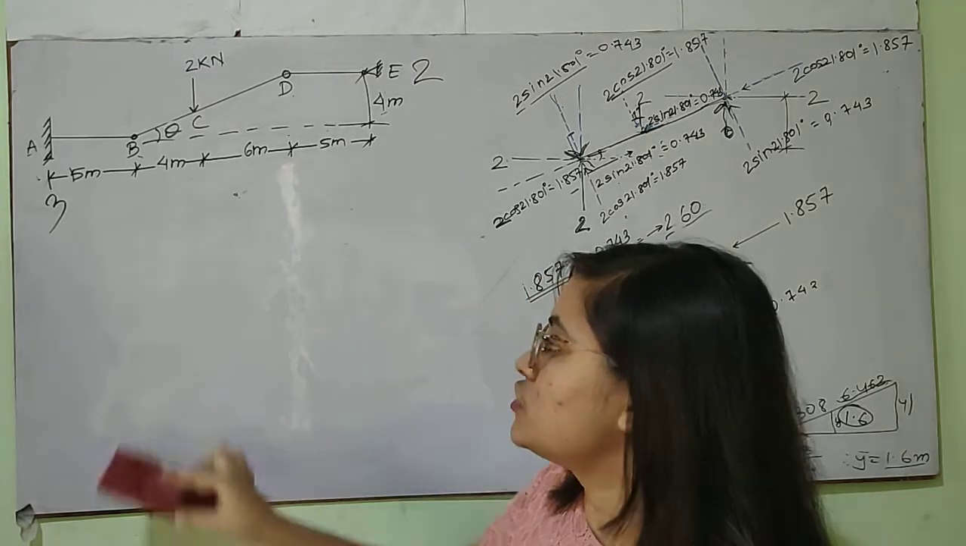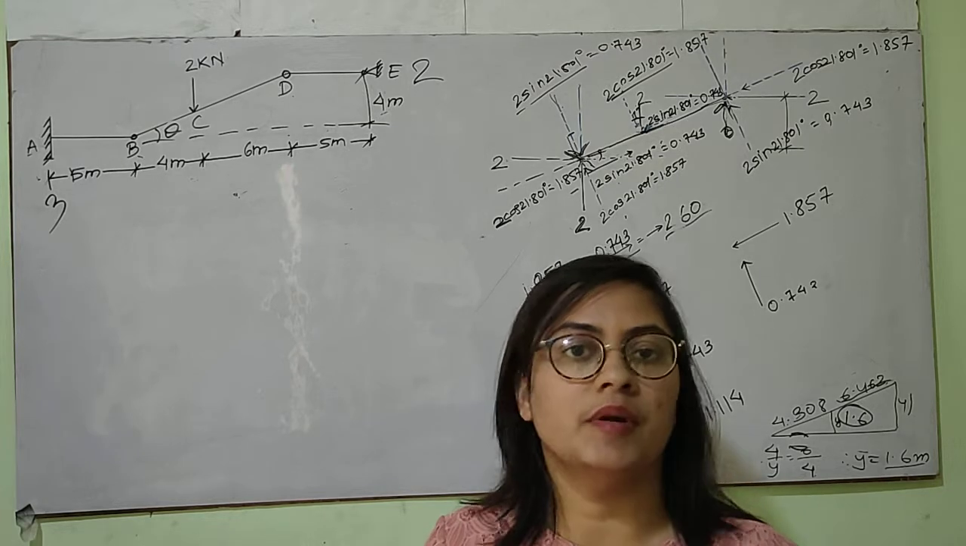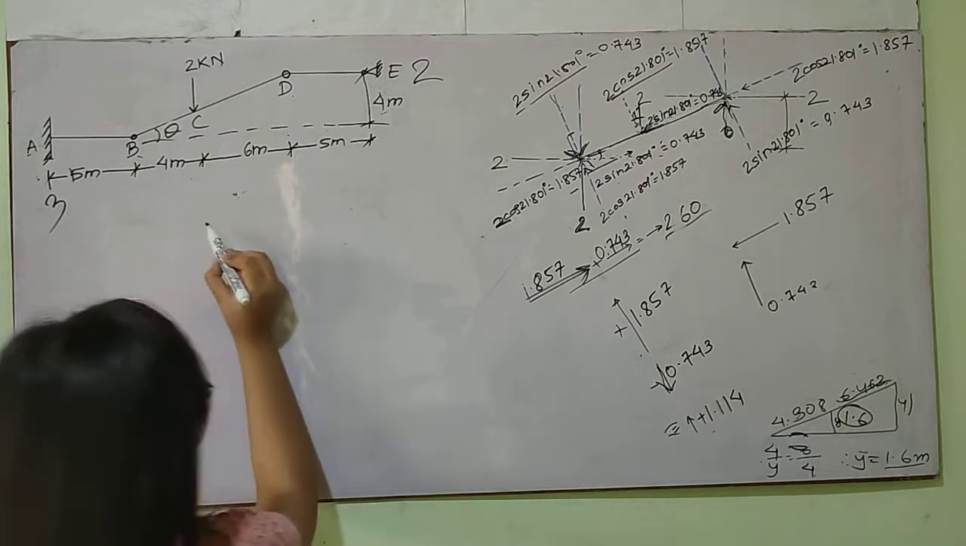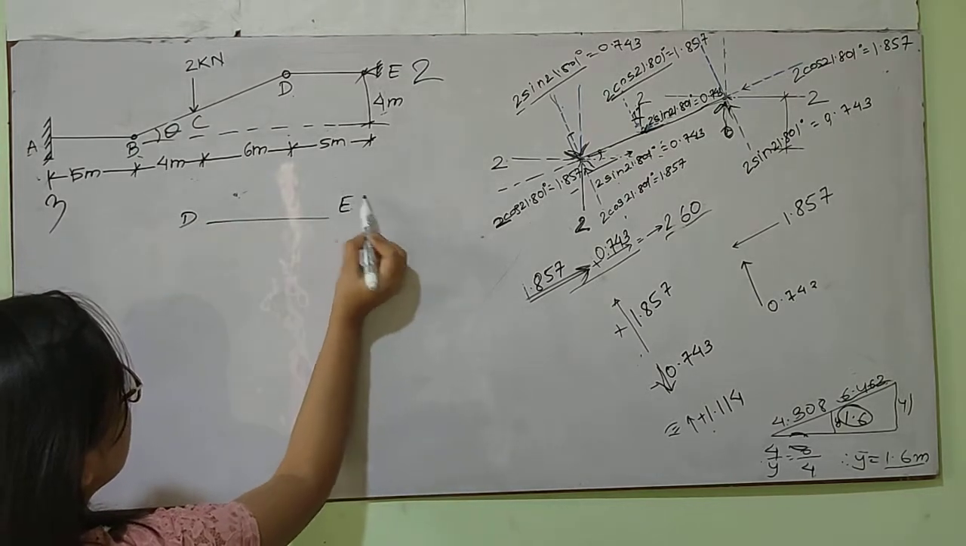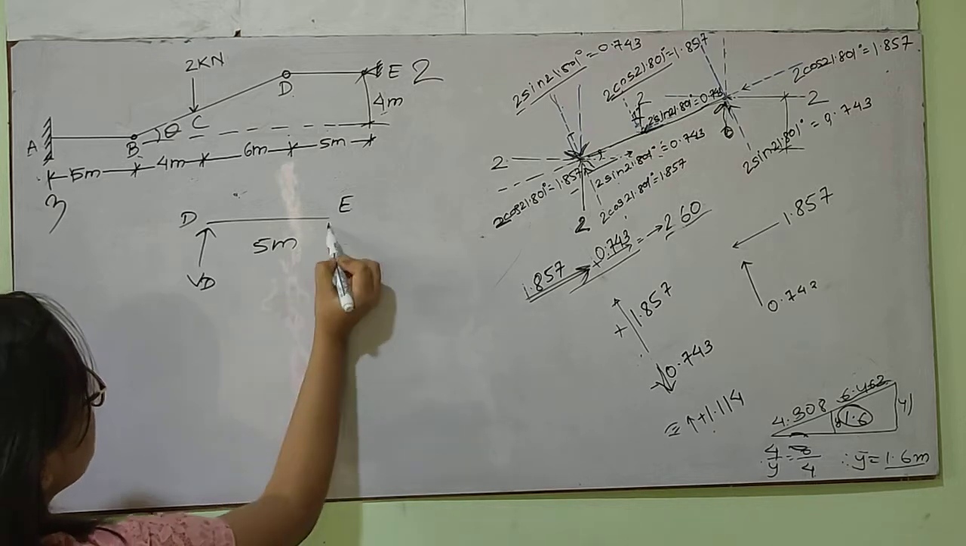For analyzing the structure, first I need to draw the free body diagram by splitting the members. First, I'll take the member DE. So, DE, I'm assuming upward forces are positive and downward forces are negative.